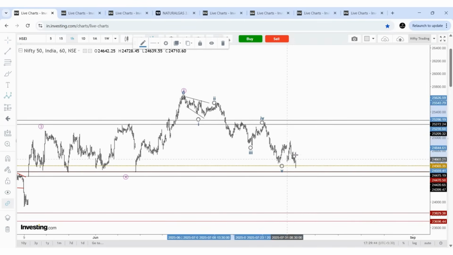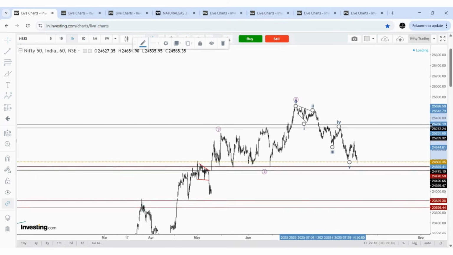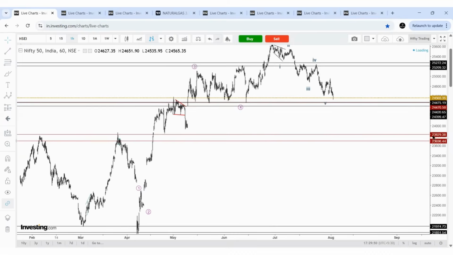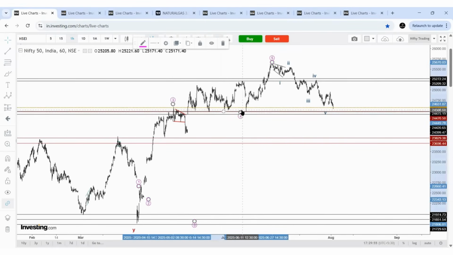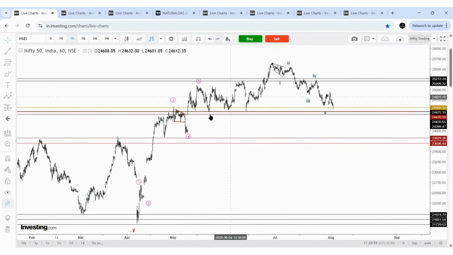Okay, right, either here or here. So I could see many counts like this 3. This is what we first initially marked during this correction phase. Okay, and we expected this correction exactly, but we expected a decline, but it went sideways.